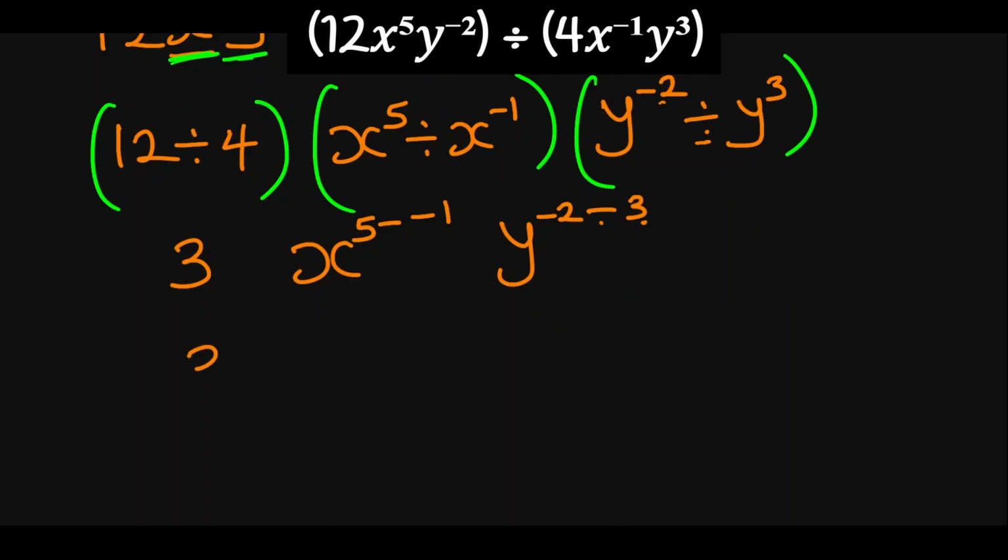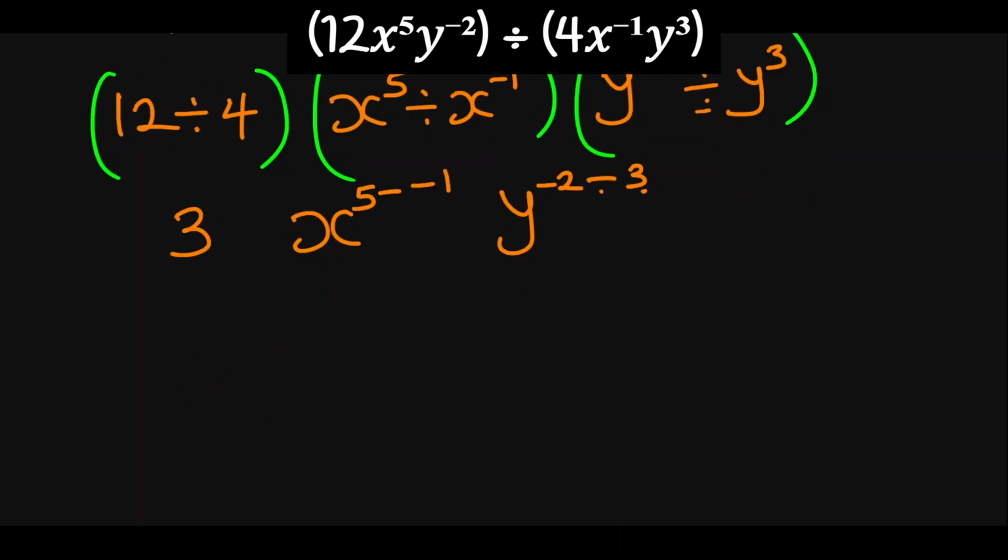So this gives us 3x to the power of 5 minus 1 is 5 plus 1, because minus times minus is plus. If you don't know how to do multiplication and addition of negative numbers, go and watch our previous lessons. We covered it in great detail there. So that gives us 3x raised to power 5 plus 1, which is 6, and then y raised to power minus 2 minus 3 is minus 5.